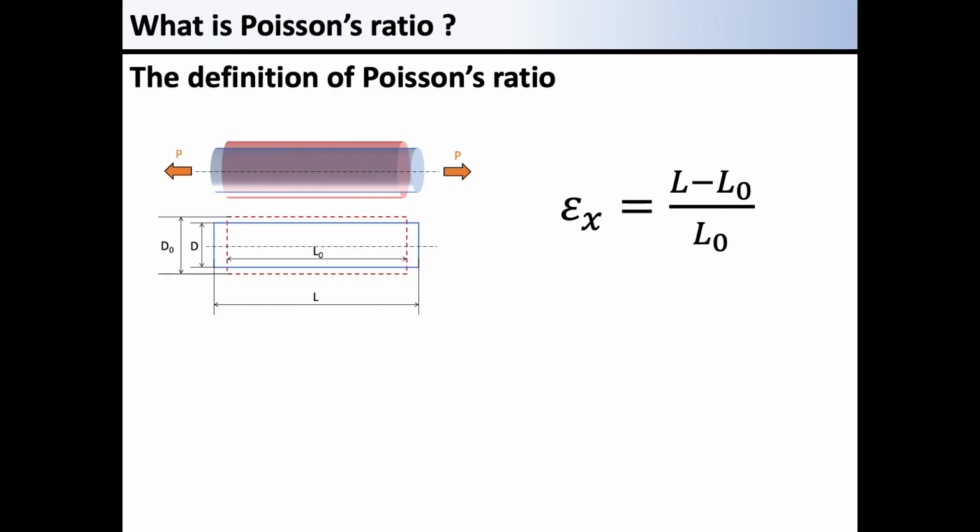We define the strain along the horizontal axis as epsilon x by the equation. Considering the strain in the radial direction in this case, the strain is (D minus D0) divided by D0. Here, D minus D0 represents the change in diameter. The ratio of D minus D0 to D0 is the strain along the vertical axis, epsilon y. We will explore this equation more later.